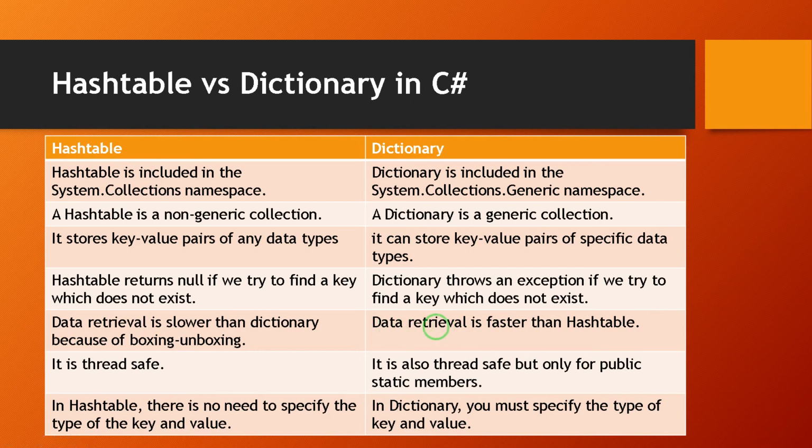Now the next difference, hash table is thread safe, and in case of dictionary it is also thread safe, but only for public static methods. Next and last difference, in hash table there is no need to specify the type of the key and value. In dictionary you must specify the type of key and value. These are some basic differences between hash table and dictionary.